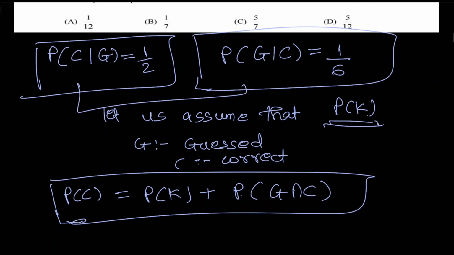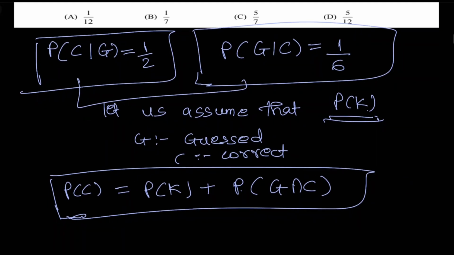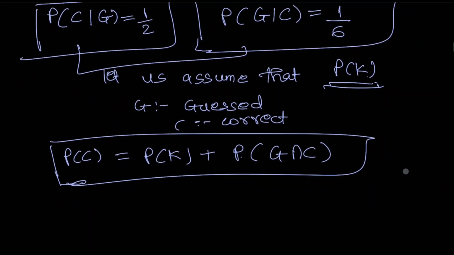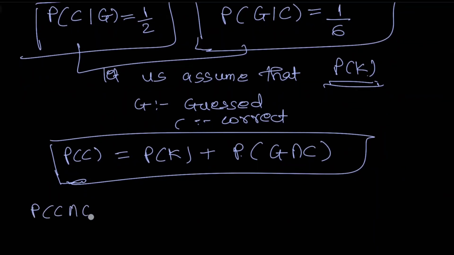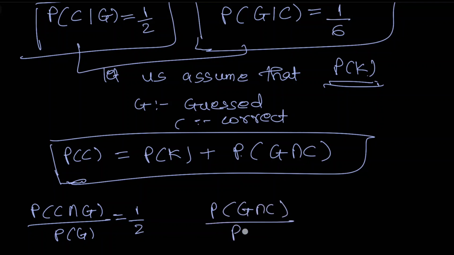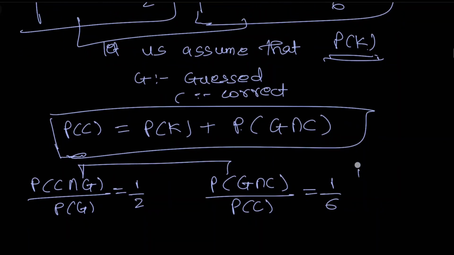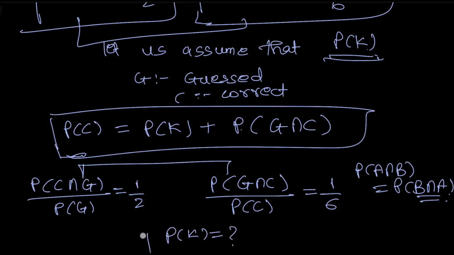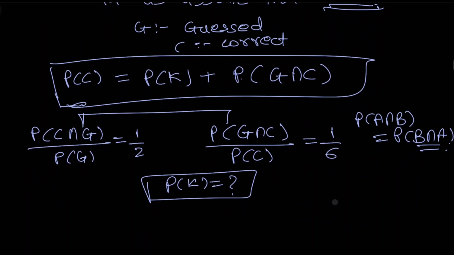Using these both, conditional probability of correct being guessed and conditional probability of guessed being correct, we can write probability of C intersection G upon probability of G equals 1 by 2, and probability of G intersection C upon probability of C equals 1 by 6. These both are equal because probability of A intersection B equals probability of B intersection A. Now we want probability of K. So we want an equation जिसमें सिर्फ P K आता हो. तो हम यहाँ से एक ये इक्वेशन यूज कर सकते हैं एंड ये दो इक्वेशन यूज कर सकते हैं एक इक्वेशन बनाने के लिए जिसमें P K आता हो.